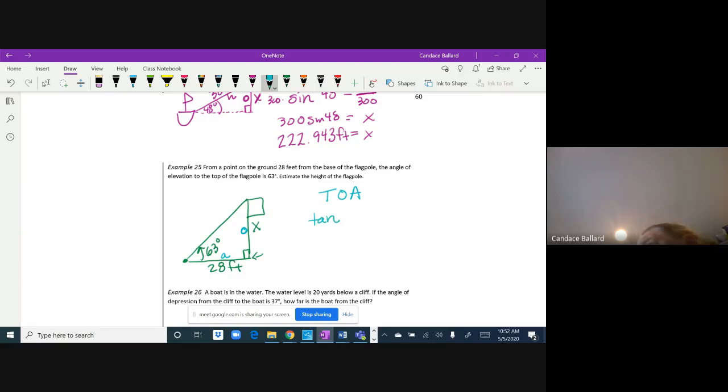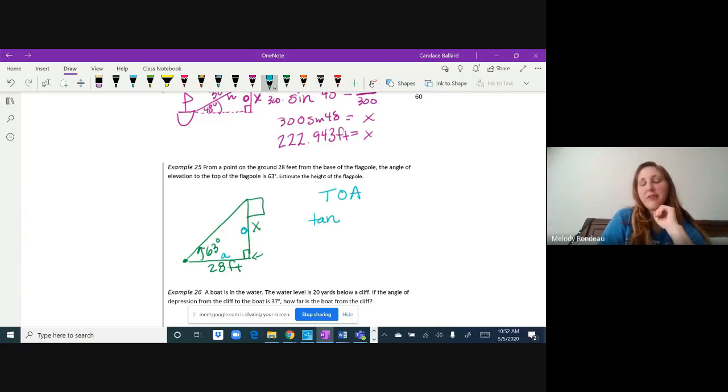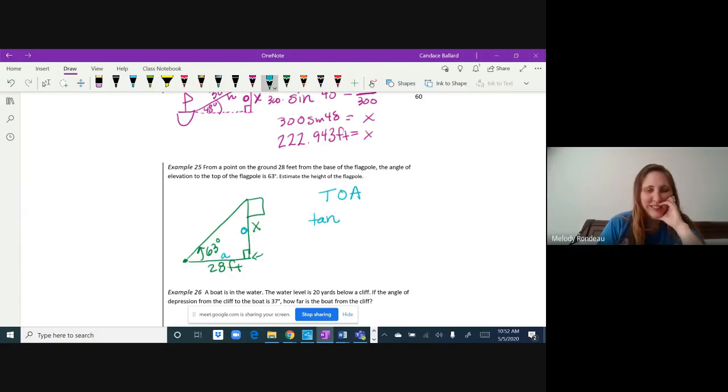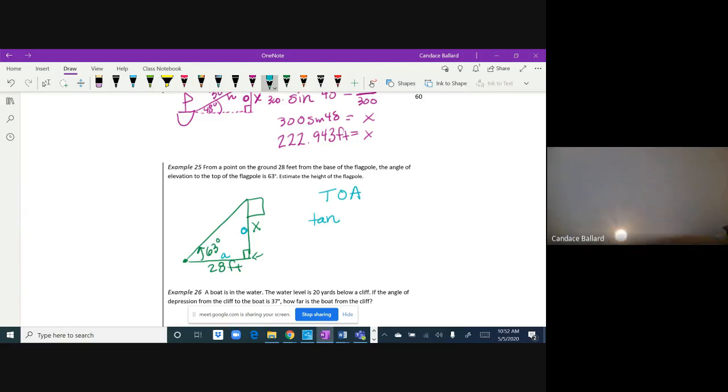Did you have a comment, Ms. Rondeau? Oh, no, we assume the flagpole is straight up and down, which is why it's a right angle. We make a lot of assumptions, but yes. Good. Sorry, I'm closing the door. We had the door to the outside open, and I saw bees, so I thought that was a good idea to close the door. We don't have a screen on that one.